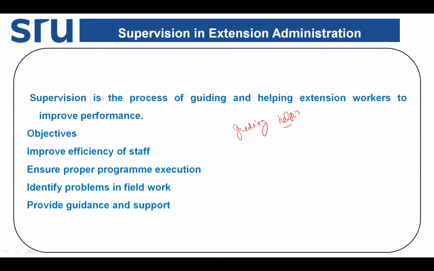What are the objectives here? How the efficiency of staff can be improved. That is one of the aspects. The objective is how the efficiency of staff can be improved. That is the main objective. Then, what is the program?